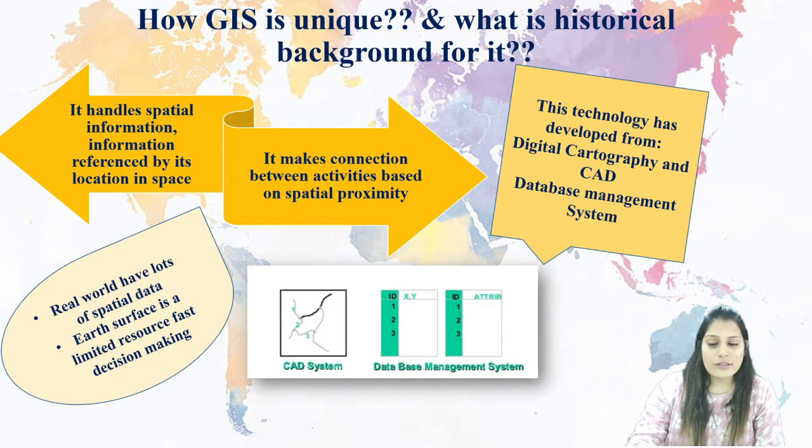So the real world has lots of spatial data, and the earth's surface is a limited resource, so fast decision making is very much required. Earth right now is suffering with its renewable resources. We don't have many resources and we are into the limitation of resources. So a fast decision making system is very much required, otherwise we will not be able to survive in the near future. You all know about water, food, or any other energy, electrical energy or electricity, everything requires a fast decision. Students, in each and every sector this technology is being used, because each and every field is related to the earth, so spatial reference is very important.